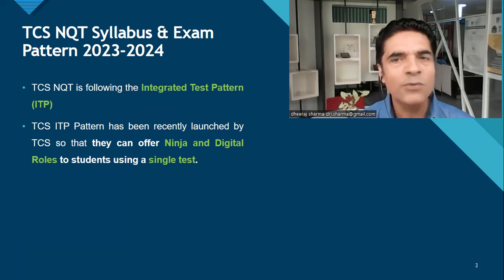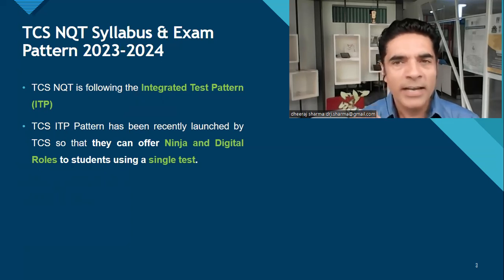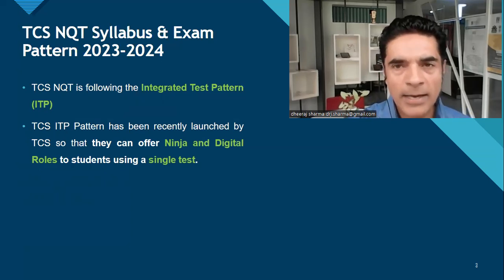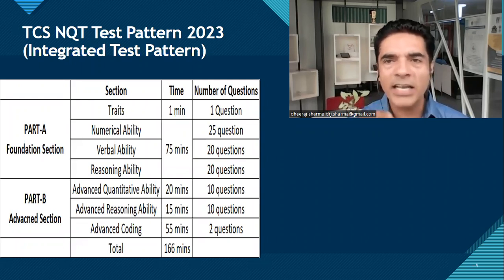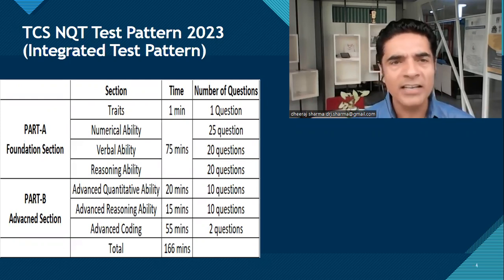Let's try to understand the difference between both the roles. I'll be explaining this with the help of this component. As I said, the exam pattern goes something like this. There are 2 parts, part A and part B, of the online test. The first test that I'm talking about, part A, is the foundation section, wherein you encounter questions on numerical ability, verbal ability, and reasoning.